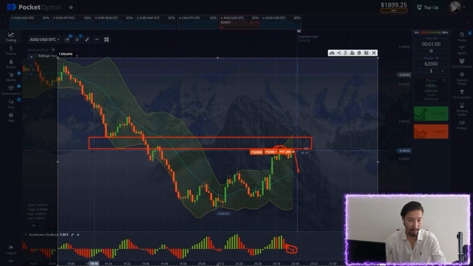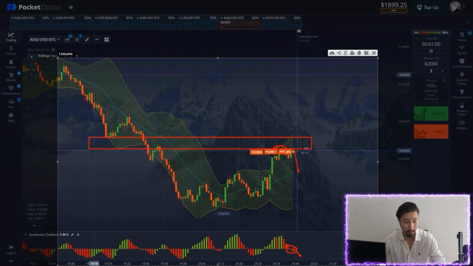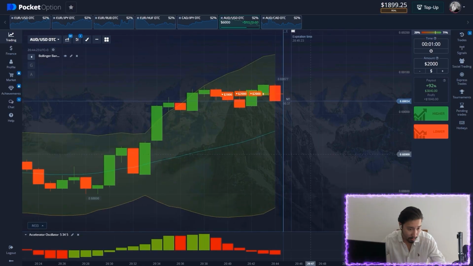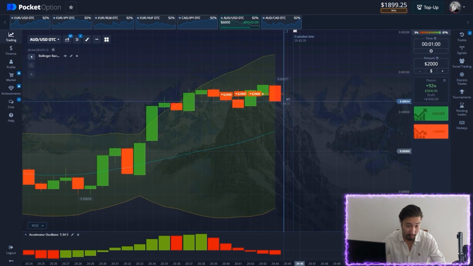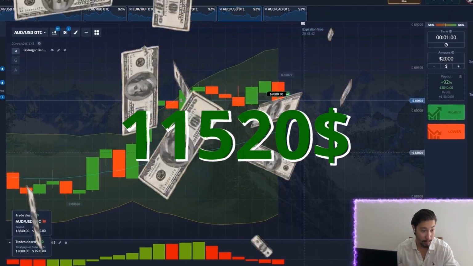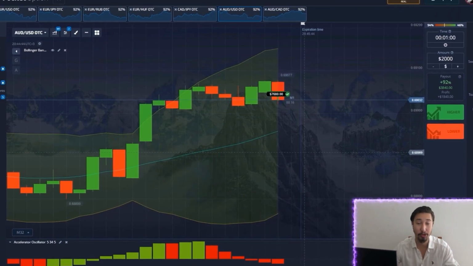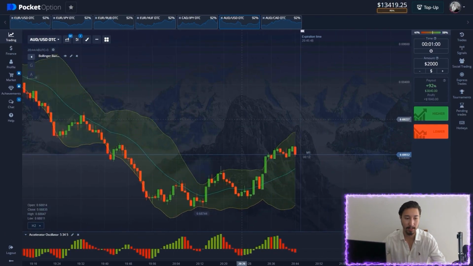Have a look at this negative histogram here. The accelerator crossed the level 0 to the downside. This is a huge bearish signal, guys. So let's have a look at this correction. The red candle just showed up. Alright, exactly as we predicted. And there we go, guys. We're in a huge profit today. Good job. I think it should be enough for today.